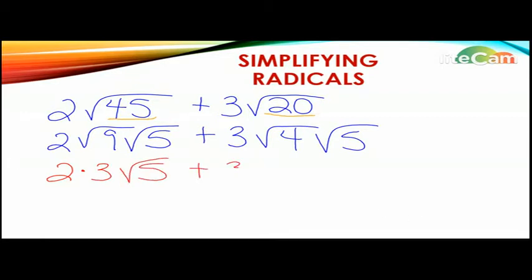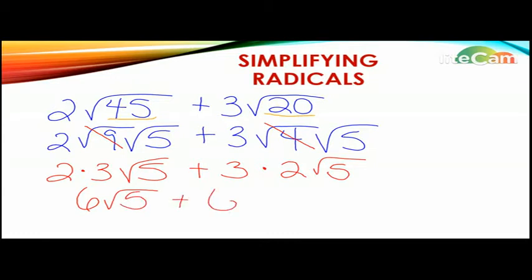Okay, so the square root of 9 is 3, and the square root of 4 is 2. And so I have 2 times 3, square root of 5, is just 6 the square root of 5. And then 3 times 2 is going to be 6 the square root of 5. And let's just look at that real quick. So there's my square root of 9. So here's 6 square root of 5, and then 6 square root of 5. Okay, so I have 12 the square root of 5.